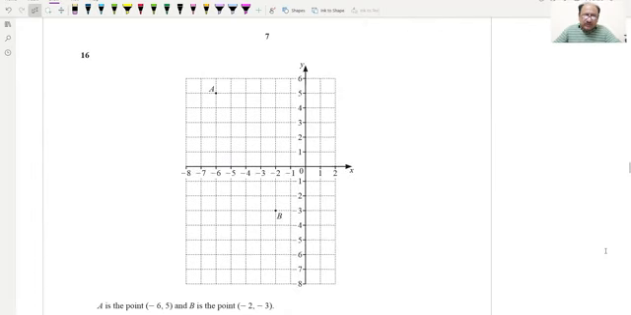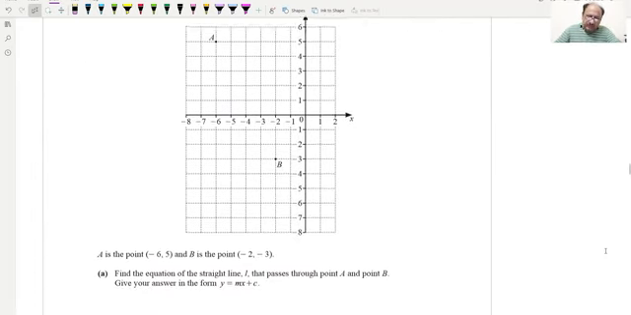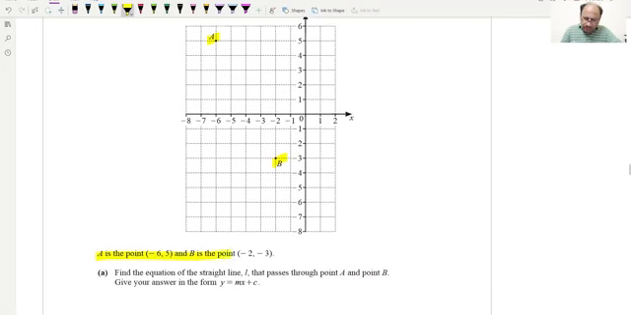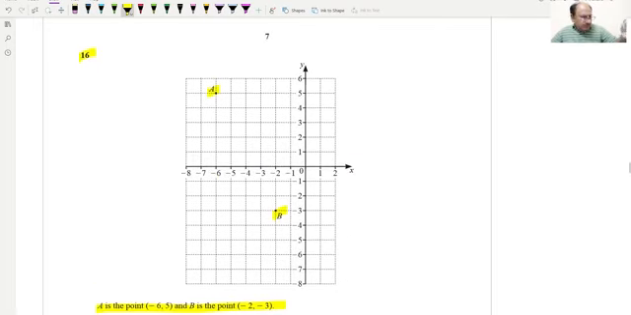Now question number 16. It says a grid is provided, A and B points are also there, and A is this point and B is this point. Find the equation of the straight line that passes through points A and B. Give your answer in the form y is equal to mx plus c. So the equation of the line is required. The easiest way, because the grid is already provided, is to join the line passing through this. This will be our y-intercept, and we can find the gradient of the line.